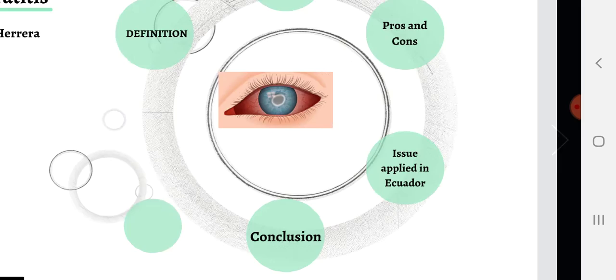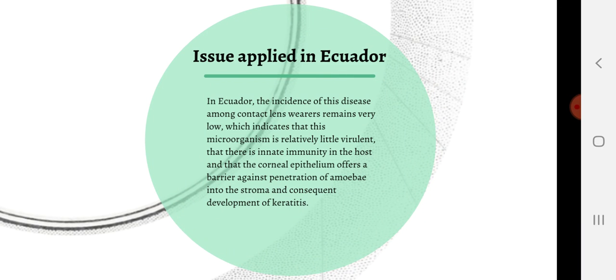Issue applied in Ecuador. In Ecuador, the incidence of this disease among contact lens wearers remains very low, which indicates that this microorganism is relatively little virulent, that there is innate immunity in the host, and that the corneal epithelium offers a barrier against penetration of the amoeba into the stroma and consequent development of keratitis.